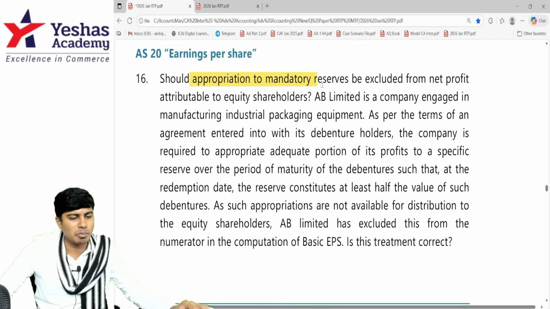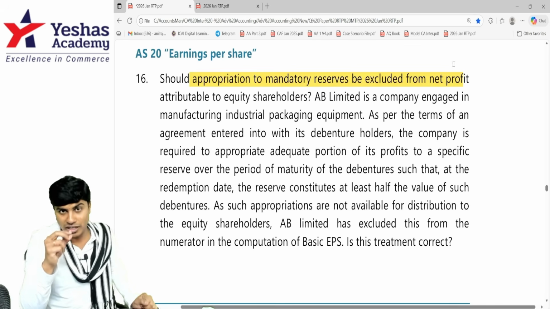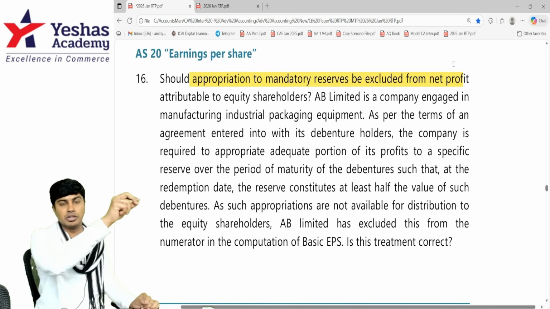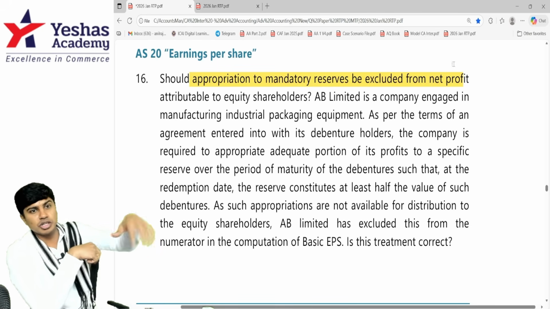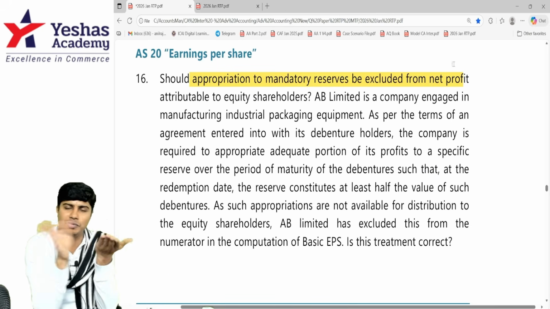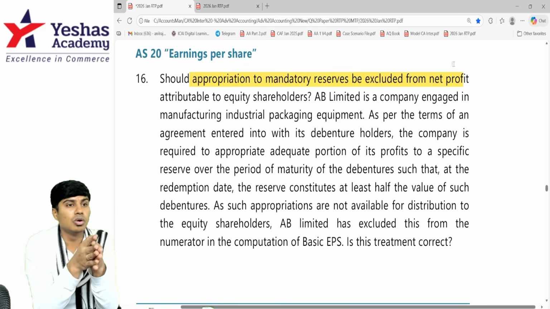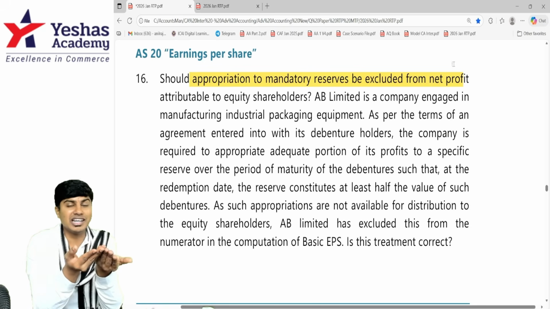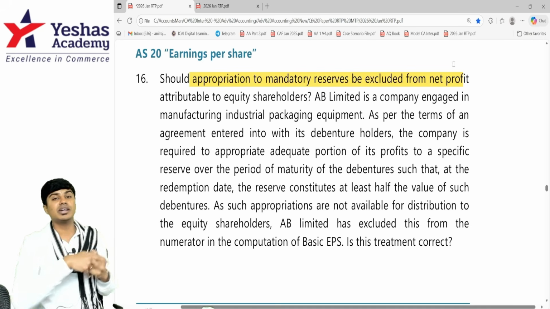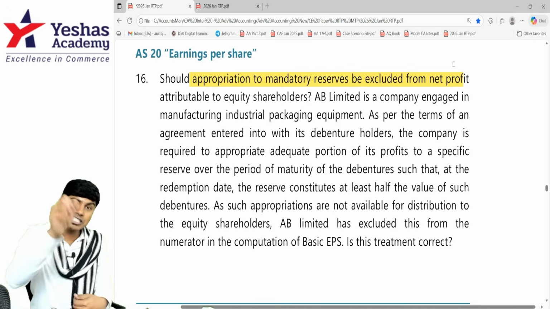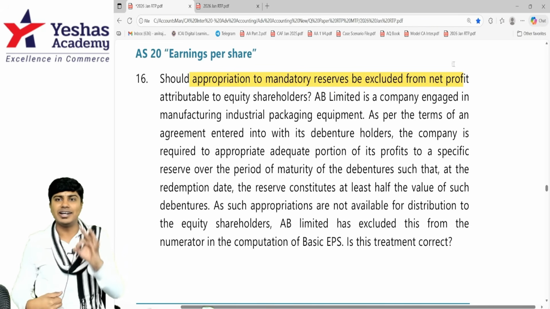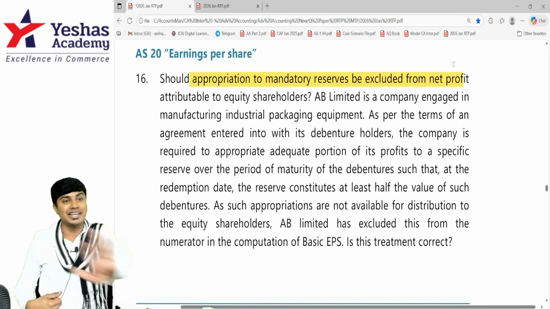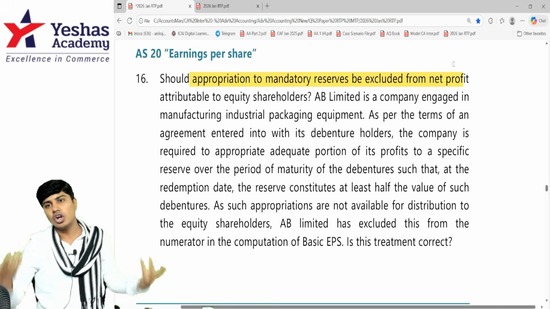Should appropriation to mandatory reserves be excluded from net profit? When we are computing EPS, we take in the numerator net profit attributable to equity shareholders divided by the weighted average number of equity shares. In the numerator, when we take profit, should it be after transferring to mandatory reserves? No. I agree, reserves are not eligible for distribution as dividend. What we are trying to identify is earnings per share, not dividend per share. So the numerator profit should be taken before deducting any appropriation to any reserve, whether statutory or not statutory.